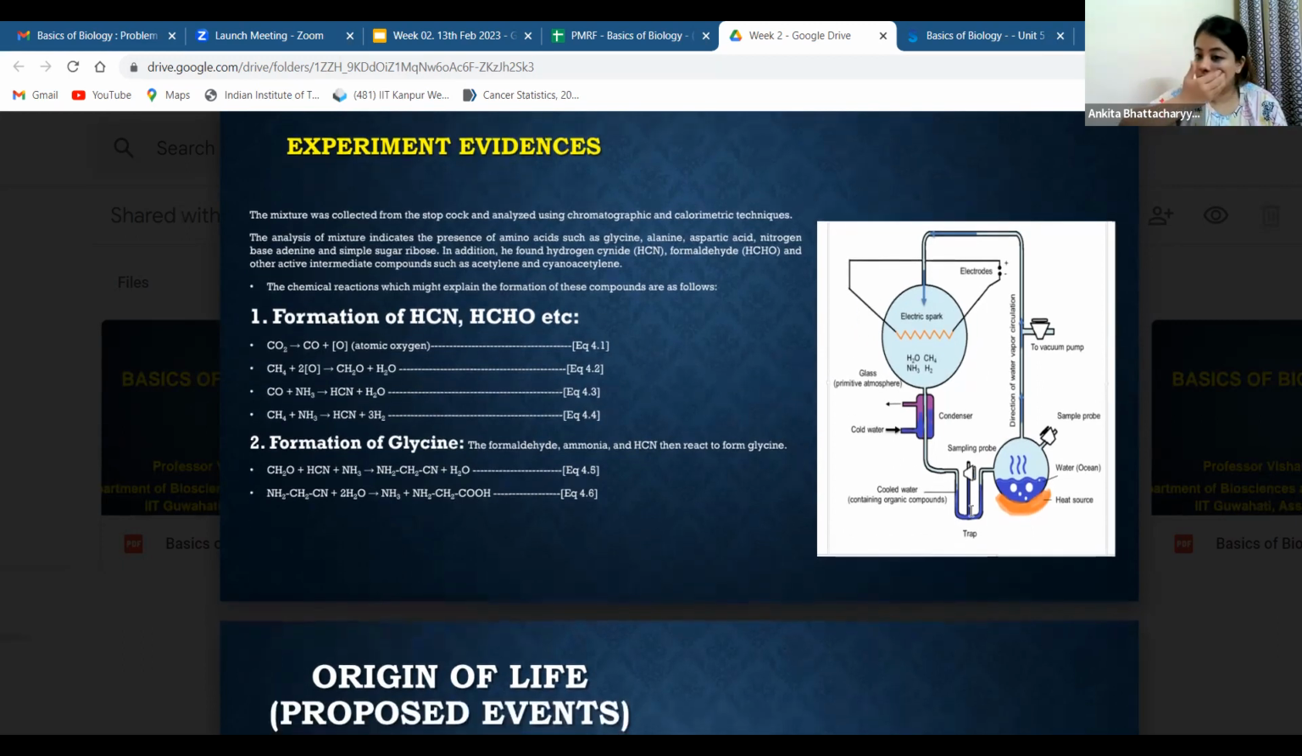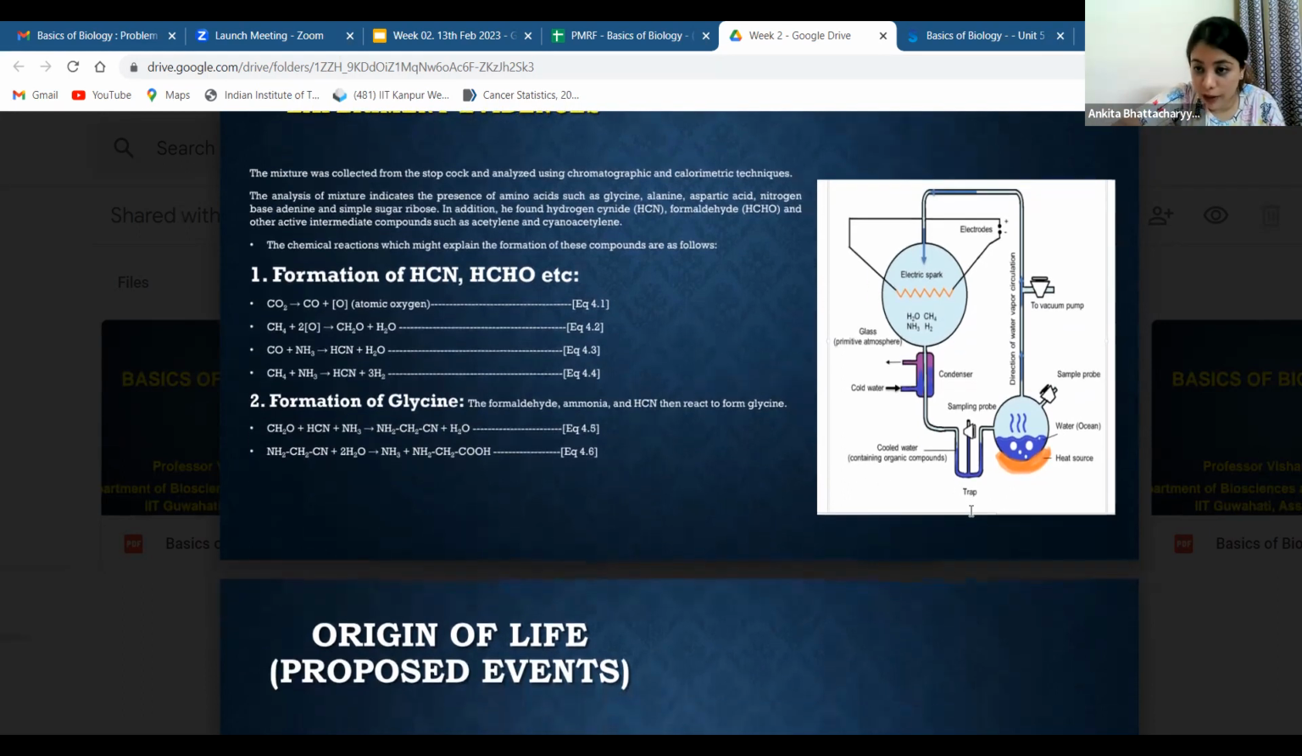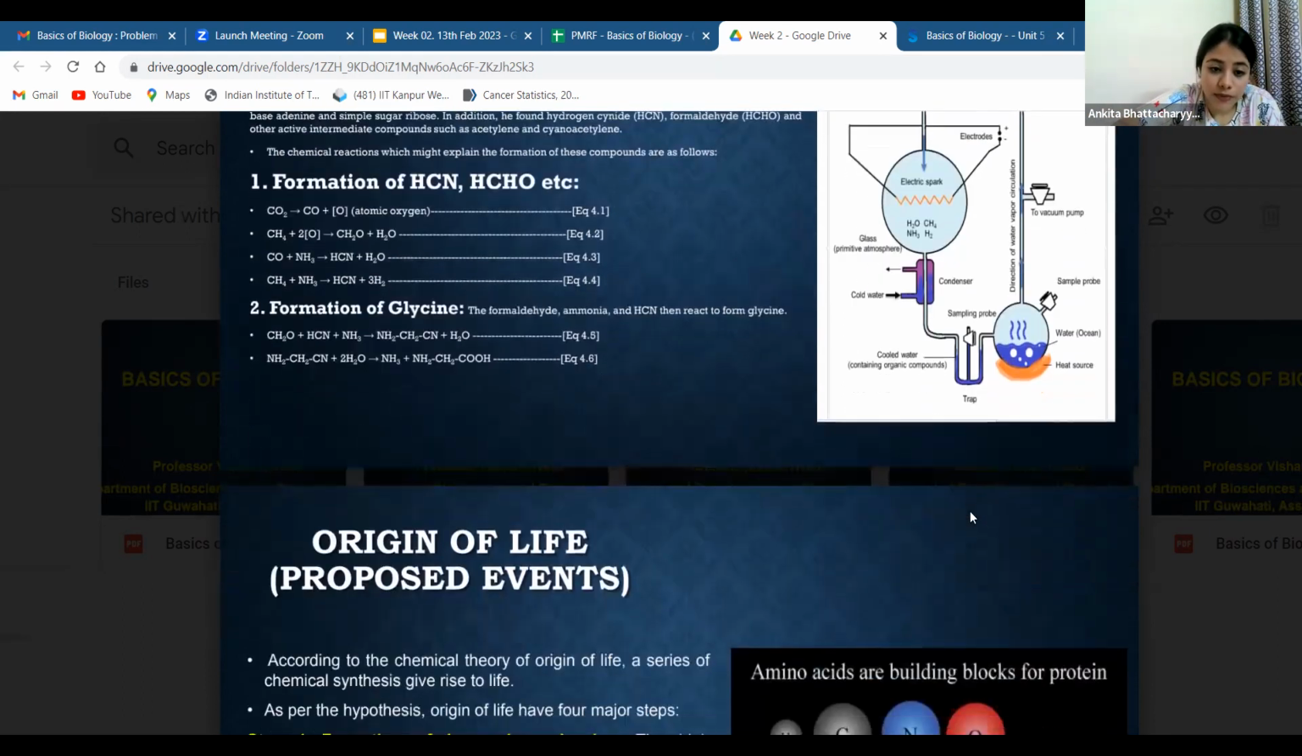That gave the idea that if you're getting some basic biomolecules, they will eventually be able to form more complex biomolecules, which would ultimately be essential for the organism to survive. So these conditions were validating the hypothesis put forward by Oparin and Haldane.